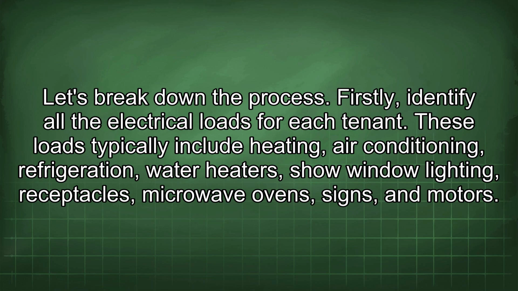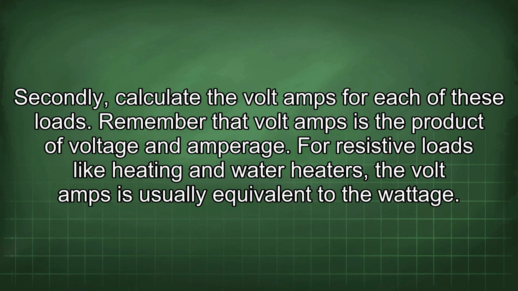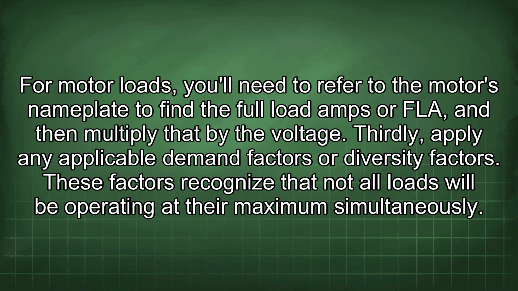Firstly, identify all the electrical loads for each tenant. These loads typically include heating, air conditioning, refrigeration, water heaters, show window lighting, receptacles, microwave ovens, signs, and motors. Secondly, calculate the volt amps for each of these loads. Remember that volt amps is the product of voltage and amperage. For resistive loads like heating and water heaters, the volt amps is usually equivalent to the wattage. For motor loads, you'll need to refer to the motor's nameplate to find the full load amps, or FLA, and then multiply that by the voltage.